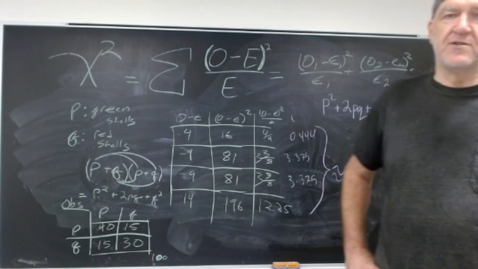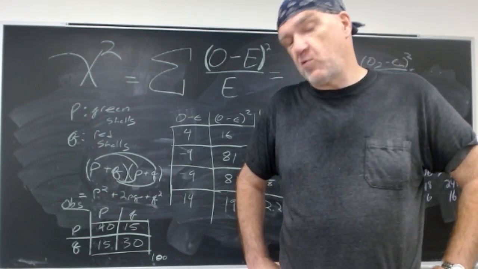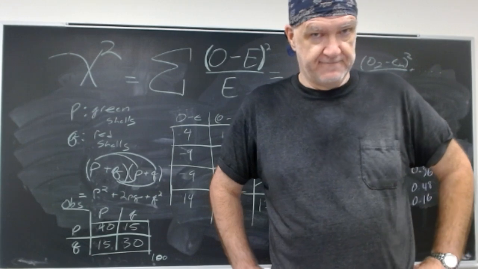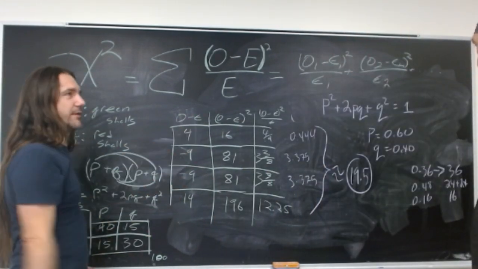So our p-value is probably 0.001 or smaller. So highly significant. Reject the null hypothesis.